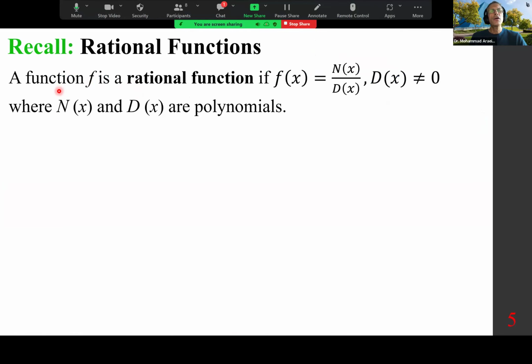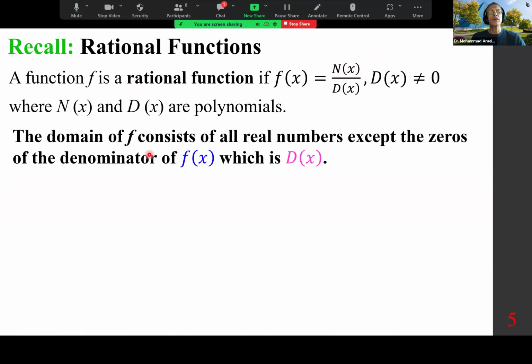Rational functions. A function f is a rational function if f of x is n of x over d of x, where d of x can't be zero. Remember, we can't divide by zero. Where n of x and d of x are polynomials. That's the restriction. The top and the bottom must be polynomials.